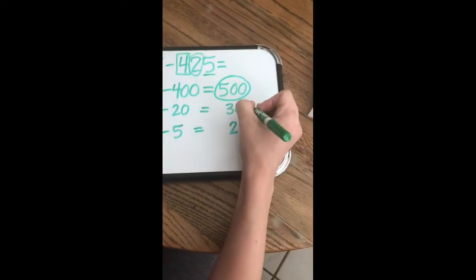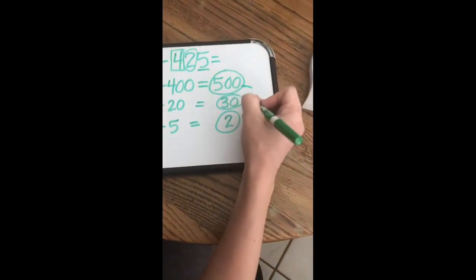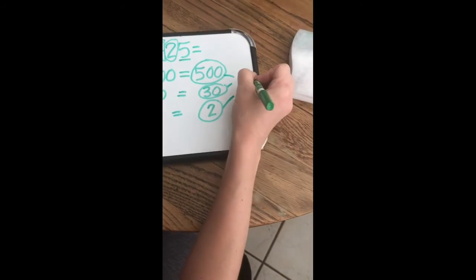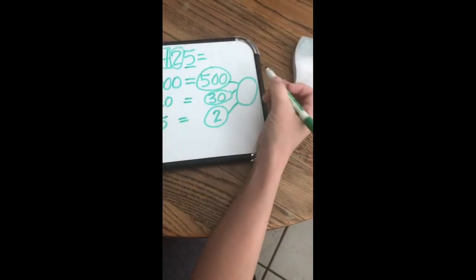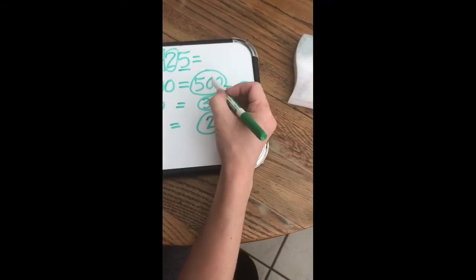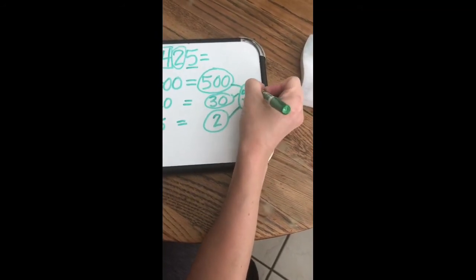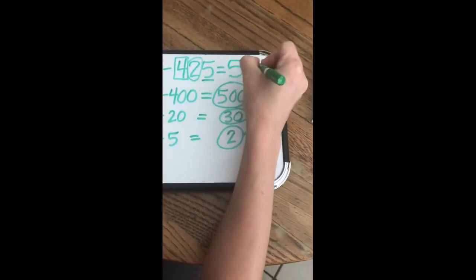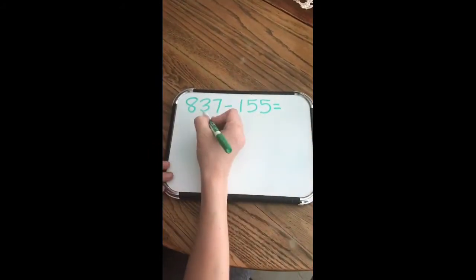Now, just like we did when we added with hundreds and tens and ones, we've got to put all of these differences together. And that's going to give us our answer to this subtraction equation. And this is easy to put together. 500 plus 30 plus 2 equals 532. And that's our difference. Let's try one more subtraction equation.